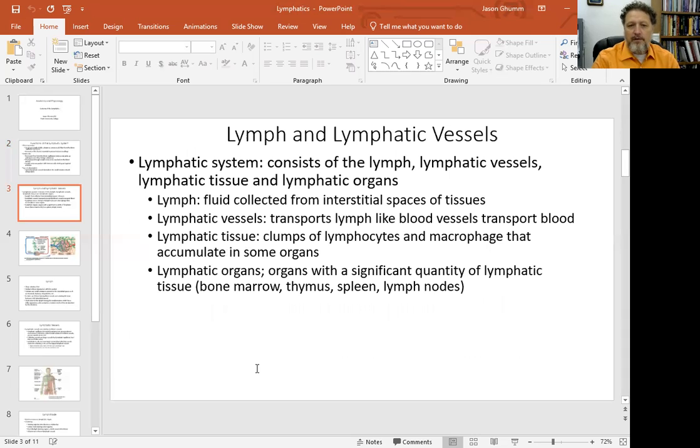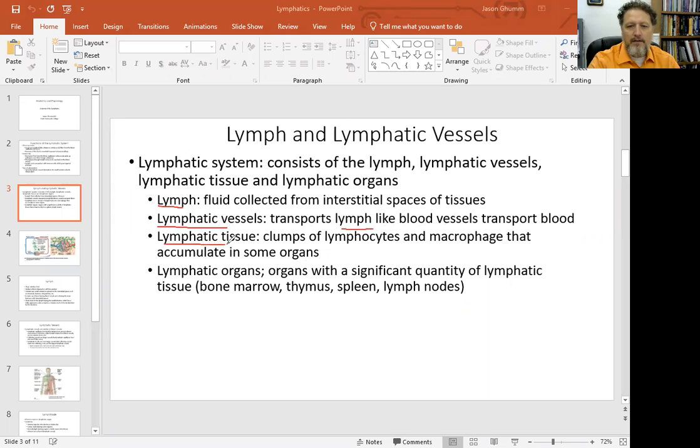All right, the lymph system consists of lymph, which is the fluid, the vessels, which carry the fluid, tissues, and organs. The lymph is the fluid in the spaces between the tissues. It's very similar to plasma, but it has fewer proteins in it. We'll cover that again later. You have the vessels, which carry the lymph, like blood, back to the blood.